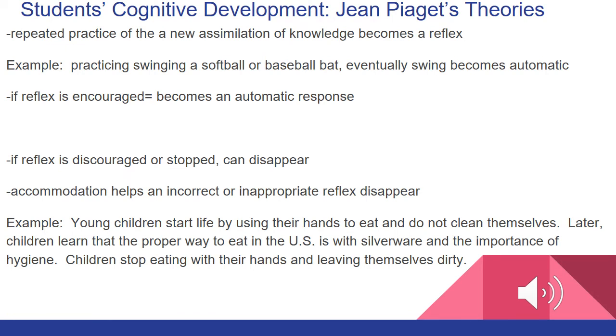Piaget further detailed that through repeated practice, and specifically repeated practice of new assimilation, where you're expanding on your prior schema, your prior knowledge, eventually that knowledge becomes a reflex. It becomes automatic. An example I would give is that many of you probably played softball or baseball as children, and maybe even today.